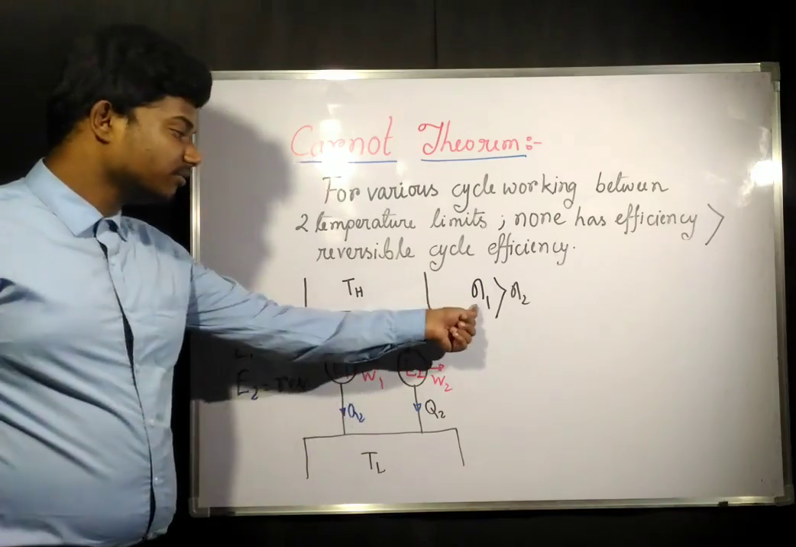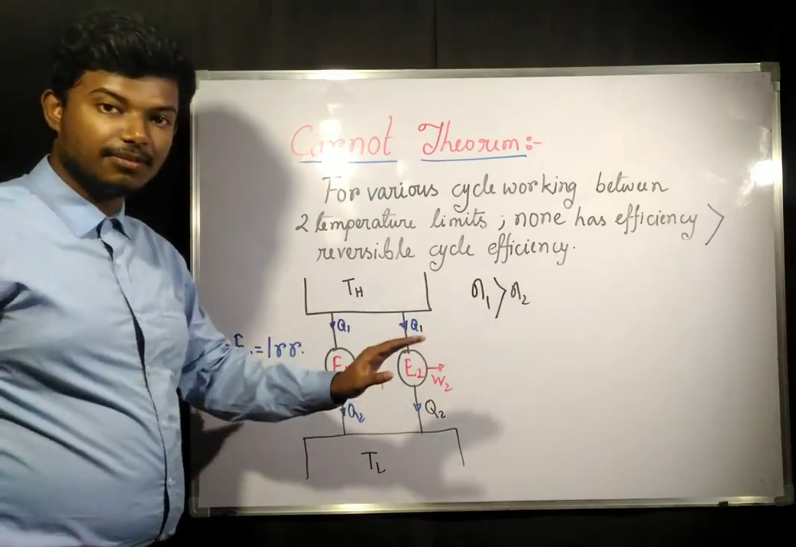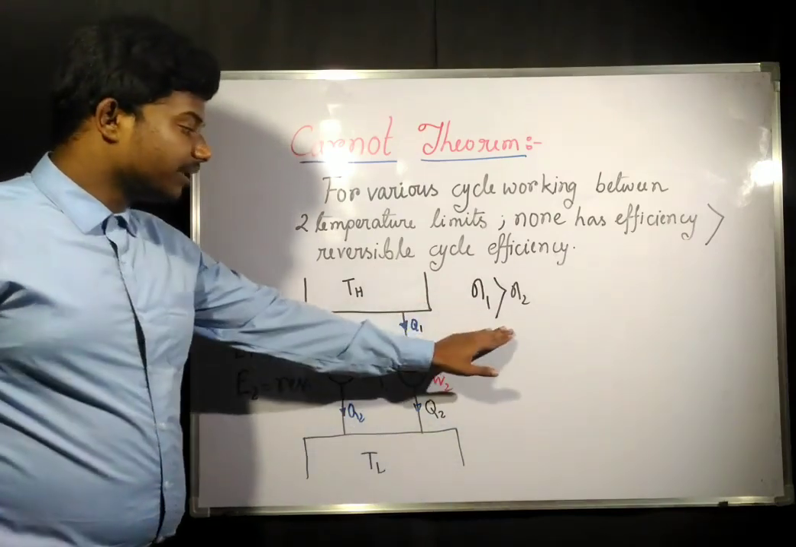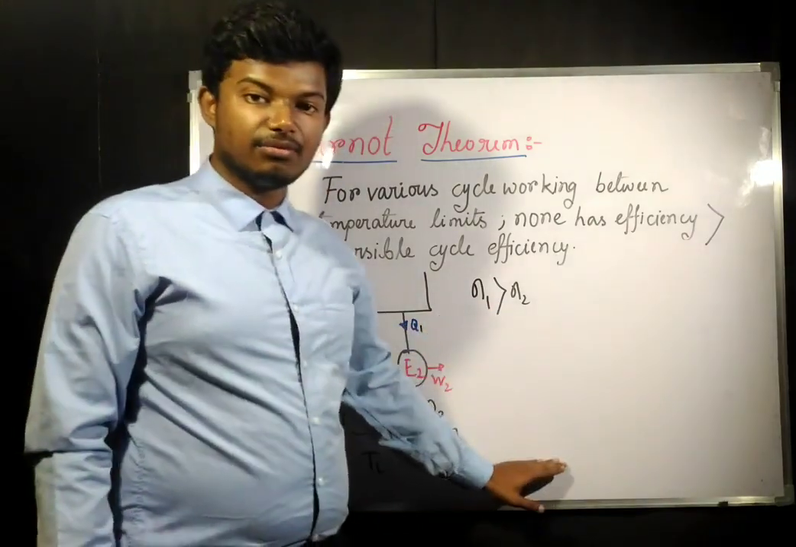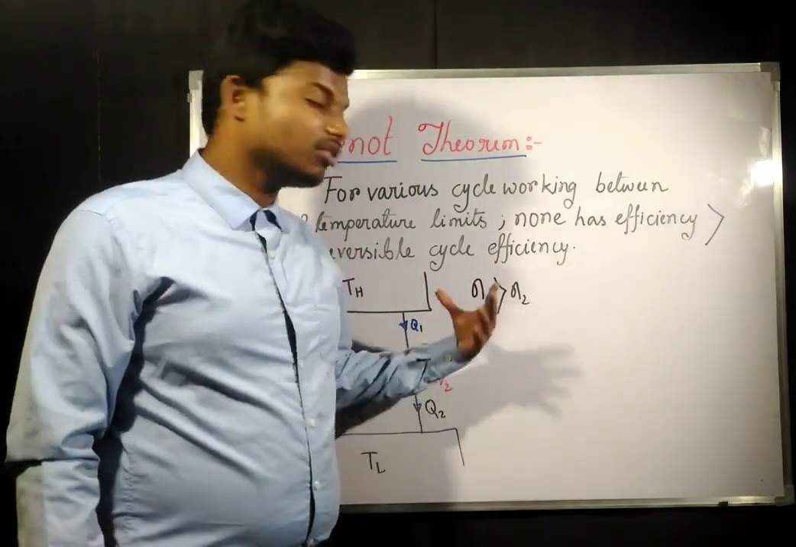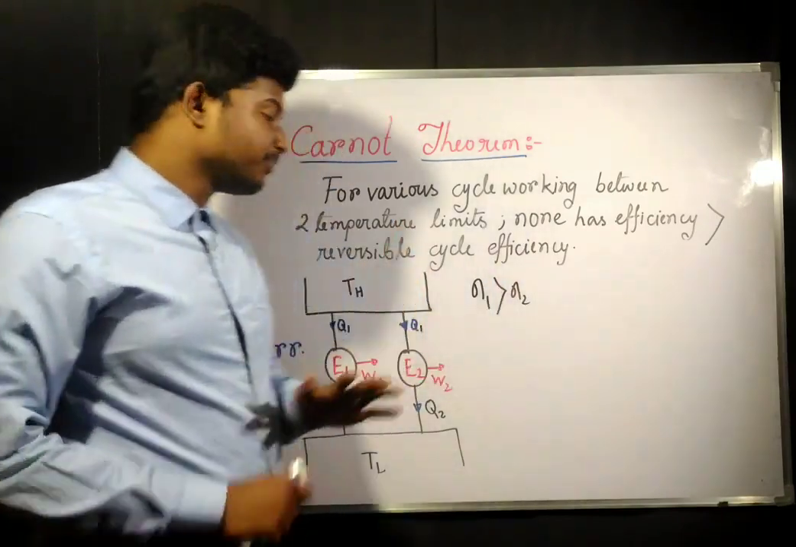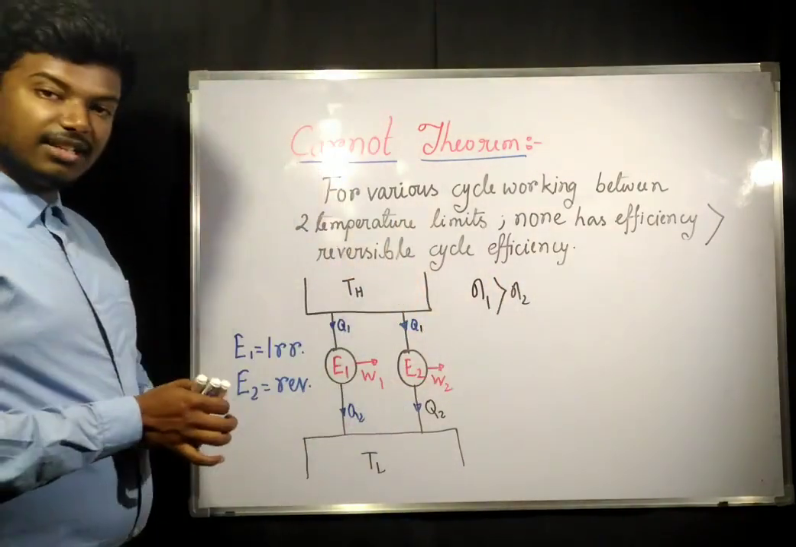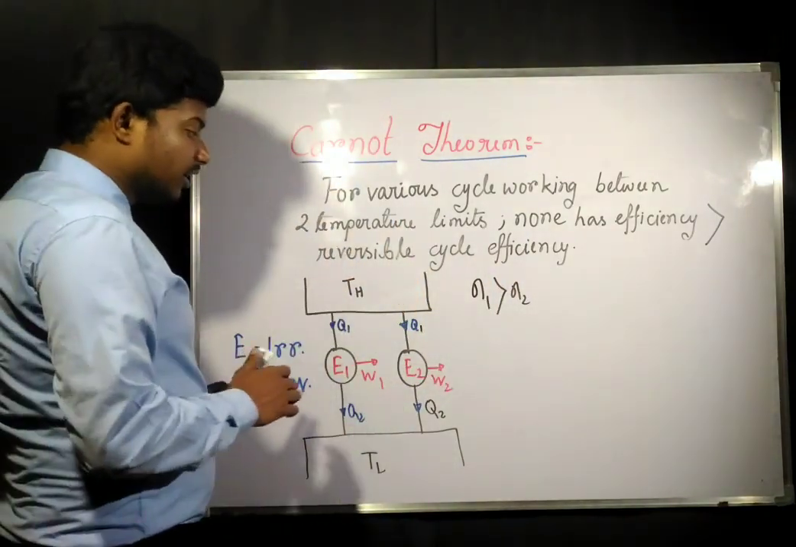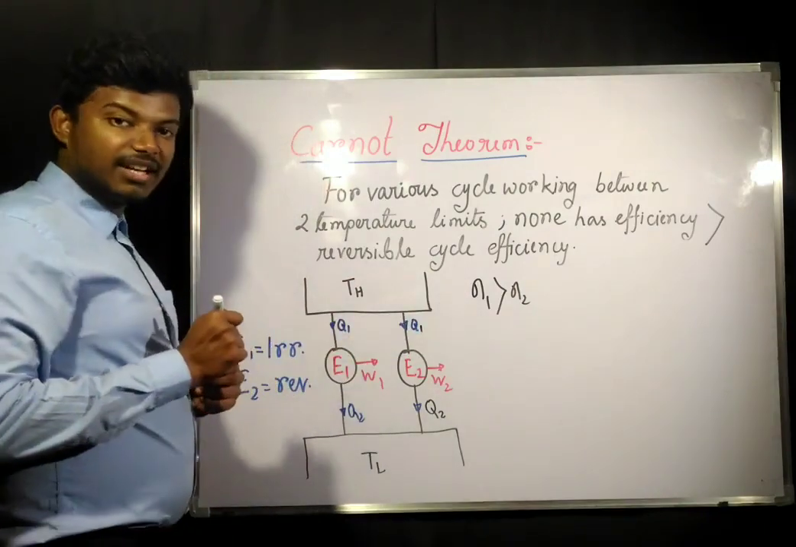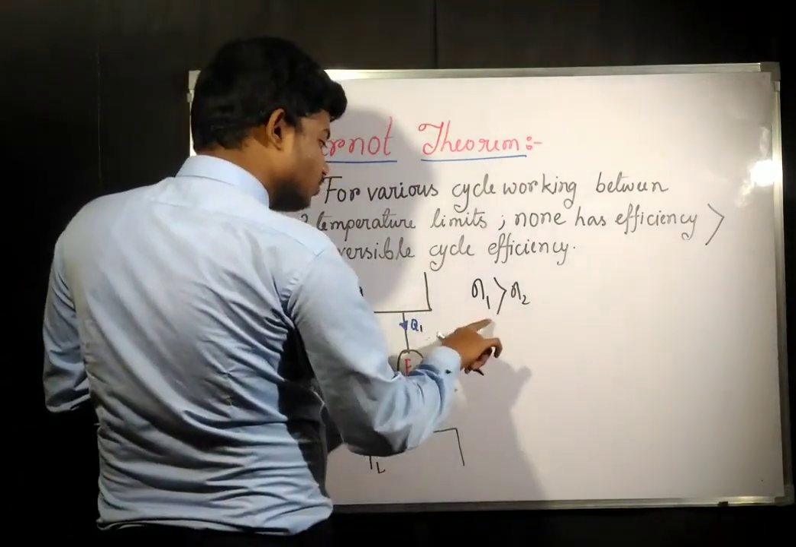So according to that, engine 1 should be having less efficiency. Okay, so we are taking a wrong assumption. After that we will prove this assumption wrong and we will conclude the other way around. Okay, so this is the sink, let us suppose. So let us suppose efficiency 1 is greater than efficiency 2. Okay, so what will happen?